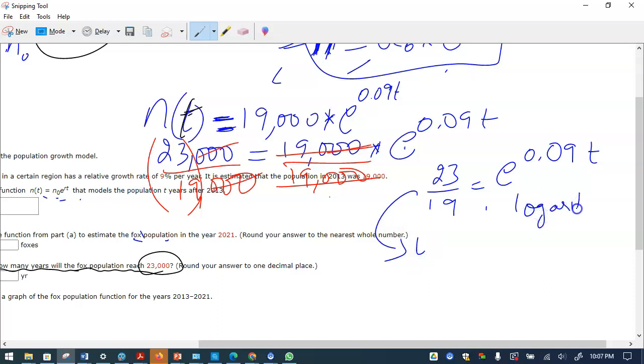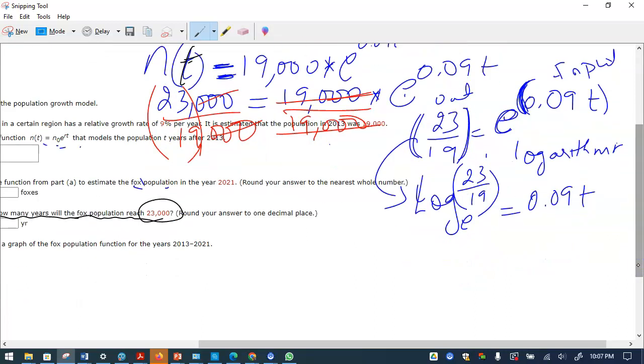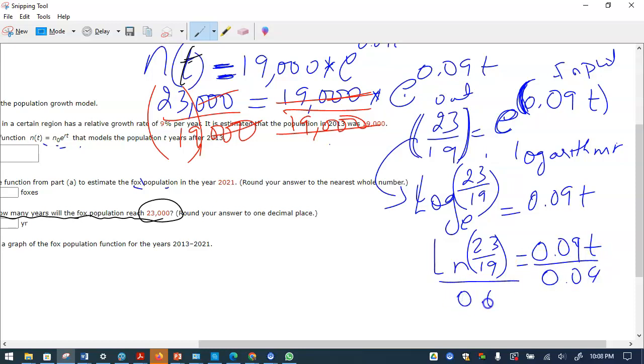To change to the logarithmic form, the input becomes the output. So this is the input and this is the output. When you use the logarithm, the base here is e. So I put an e, and the output becomes the input. So this is how I get the log equals 0.09t. But the logarithm to the base e is the same as ln. So I just write the natural logarithm, and then divide by 0.09. There you go.